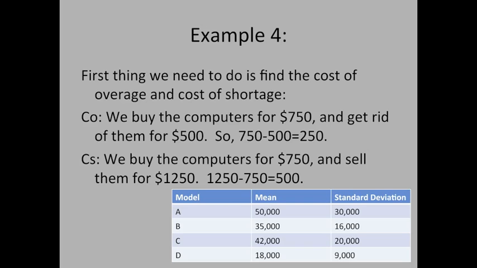Cost of shortage. We buy the computers for $750 and sell them for $1,250. So if we're short, we're out $1,250 minus $750, we're out $500. We have our cost of overage, we have our cost of shortage. These are not going to change throughout the problem.